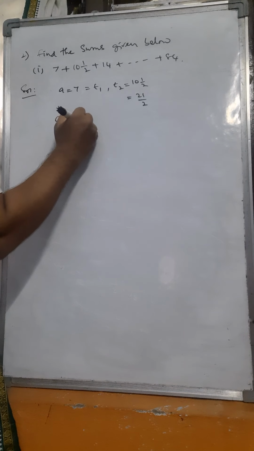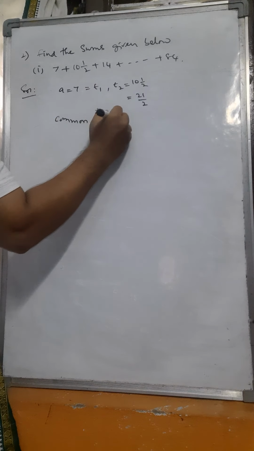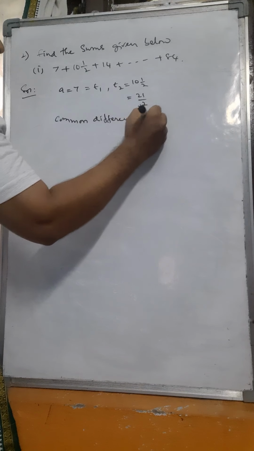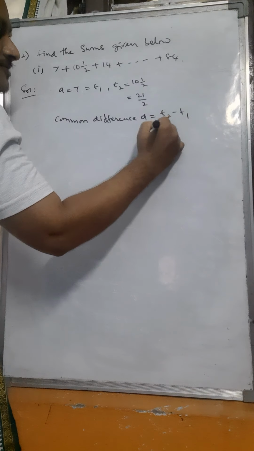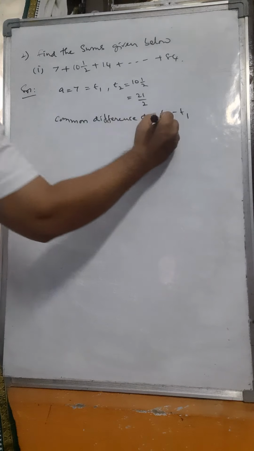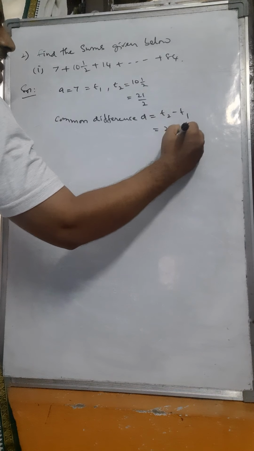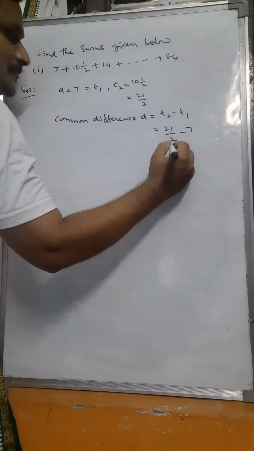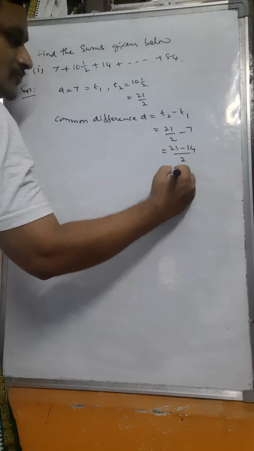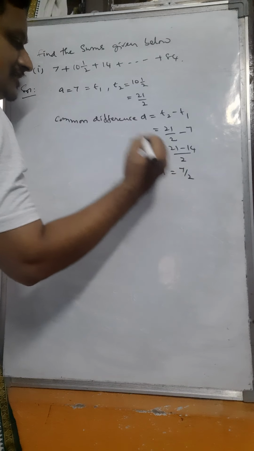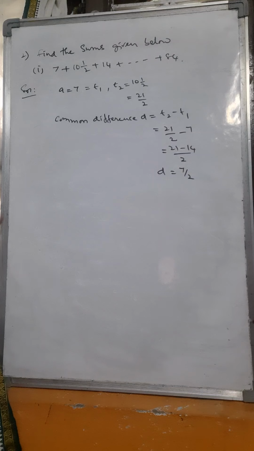Common difference: D is equal to T2 minus T1. T2 minus T1 means 21 by 2 minus 7. LCM is 2. 21 minus 14, so that is 7 by 2. D is equal to 7 by 2.